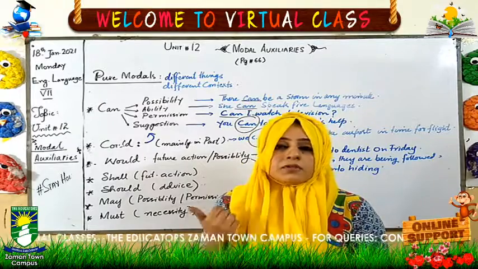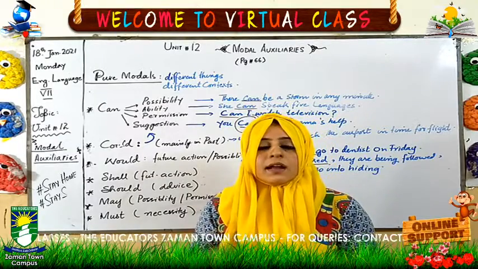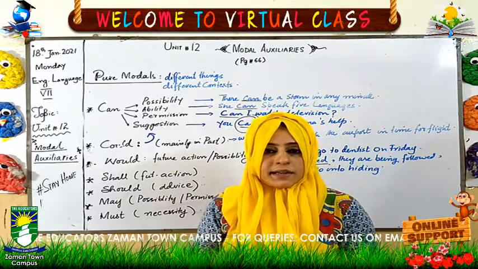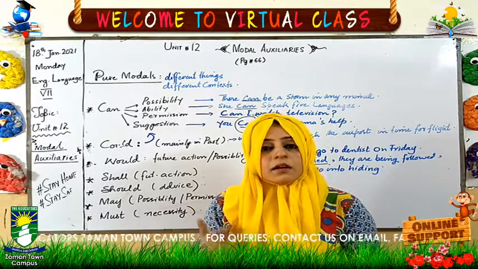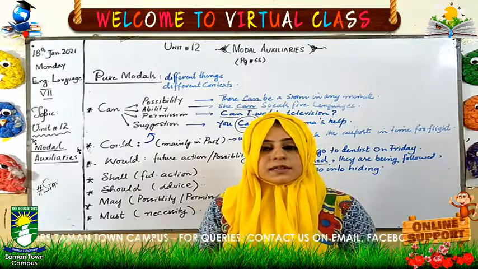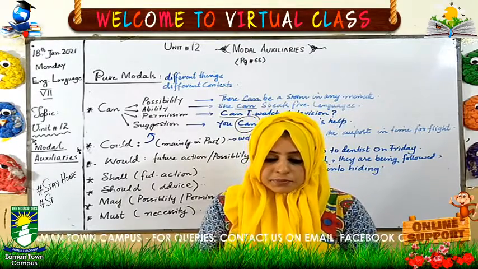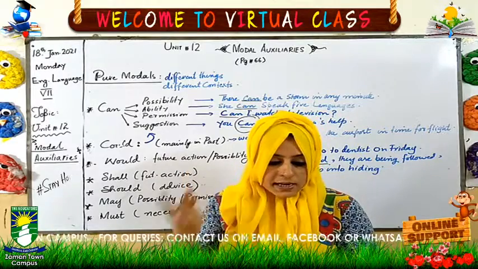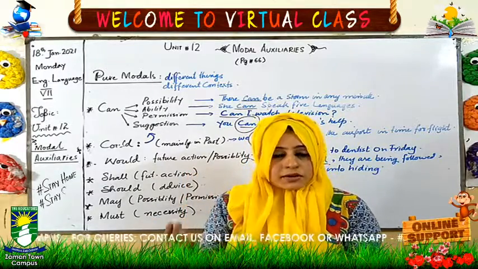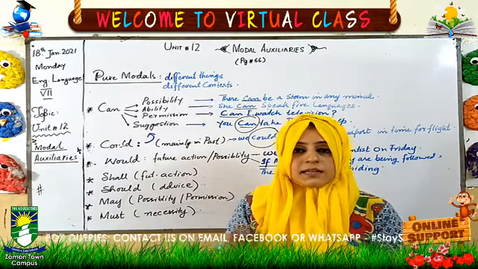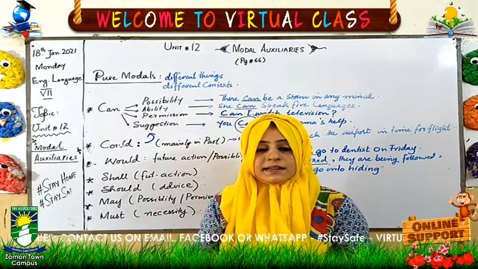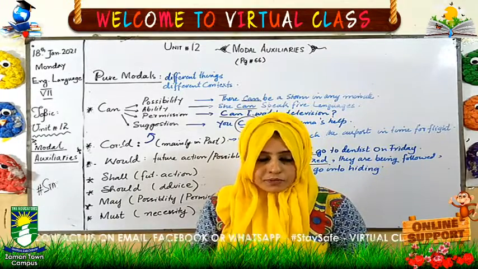Rest of the parts you have to solve by yourself, as we have solved 4 parts in this class. You have to underline the modal auxiliary and then write in which sense it has been used. Senses have been mentioned in the question of the exercise: choose from the possibility, ability, permission or suggestion. These are the options, and among these options you have to select your answer, in which sense that sentence is being said.